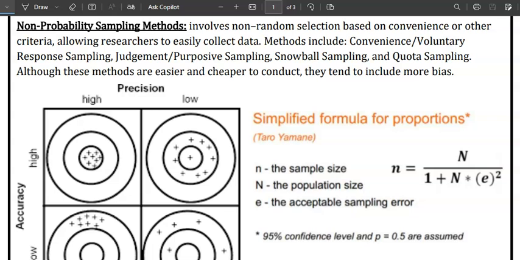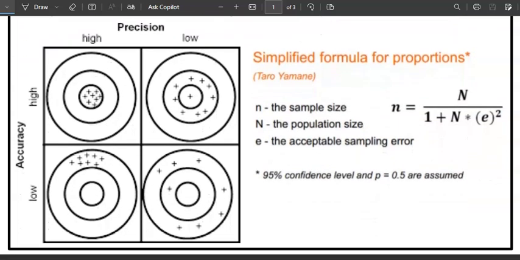Non-probability sampling methods involve non-random selection based on convenience or other criteria, allowing researchers to easily collect data. Methods include convenience, voluntary response sampling, judgment, purposive sampling, snowball sampling, and quota sampling. Although these methods are easier and cheaper to conduct, they tend to include more biases.